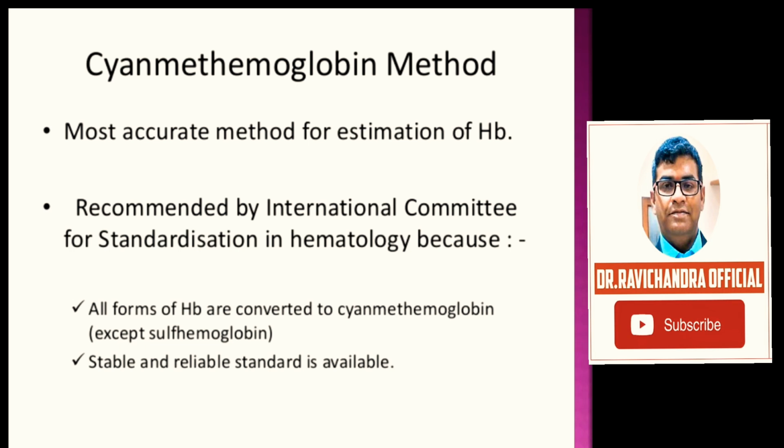This is the most accurate method for estimation of hemoglobin, and it is recommended by the International Committee for Standardization in Hematology, ICSH, because except for sulfhemoglobin, all the other forms of hemoglobin are converted to cyanmethemoglobin, and this cyanmethemoglobin is stable and a reliable standard is available for hemoglobin estimation.